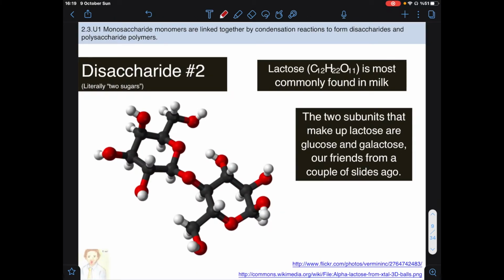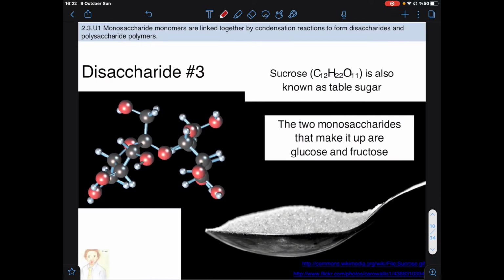And the next disaccharide is lactose, which is a product of galactose and glucose. So lactose can be found in milk. The third disaccharide is sucrose, which is also known as table sugar. Well, sucrose is made up of glucose and fructose. And since we know that fructose is the sweetest naturally occurring carbohydrate, we can infer that table sugar can only be made out of fructose and glucose, of course.